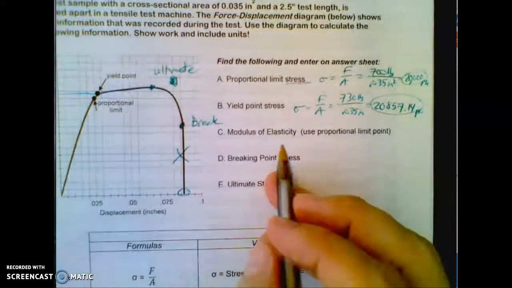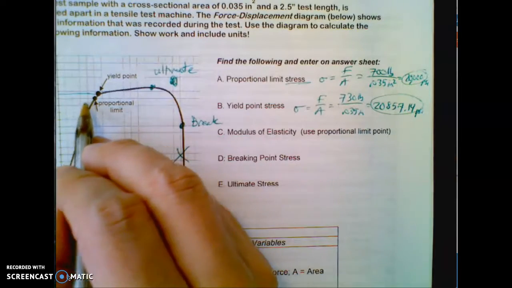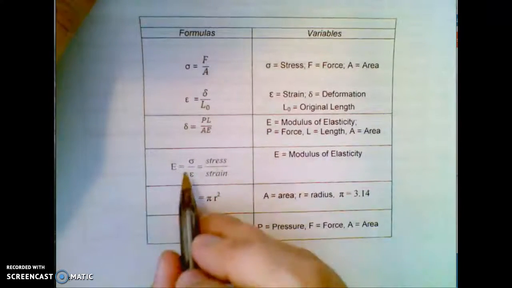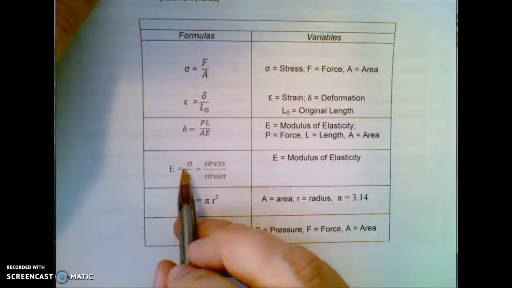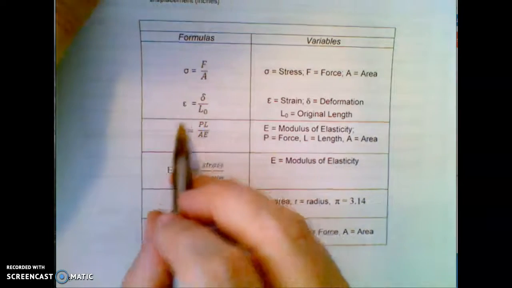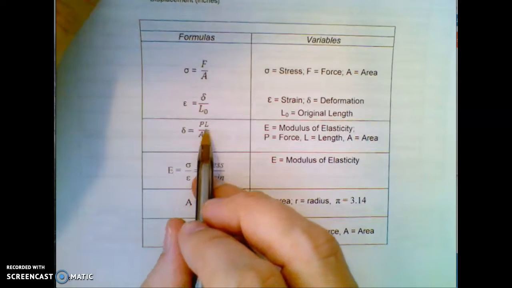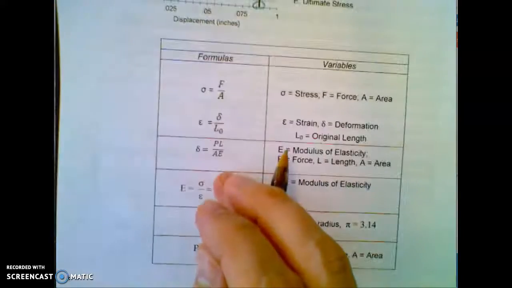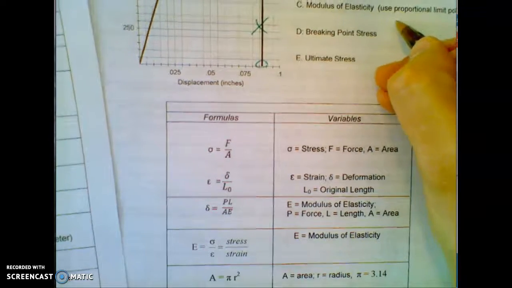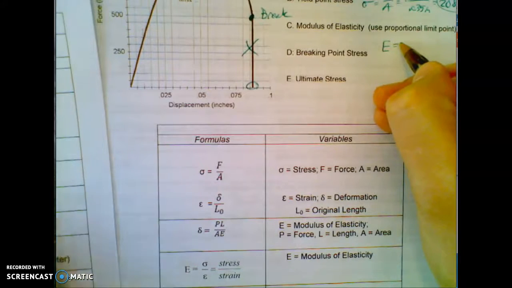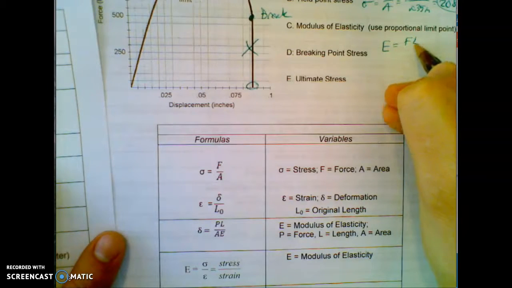Boom, boom. Modulus of elasticity from the proportional limit. That would be, and look at this, modulus of elasticity right here is stress over strain. Problem is, we don't have stress over strain, so I might use this guy and just solve it for E. Or, if I have my formula sheet out, here it is already solved for E. Okay, so my formula for this guy is capital E equals force times length over area times elongation.